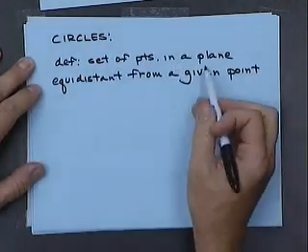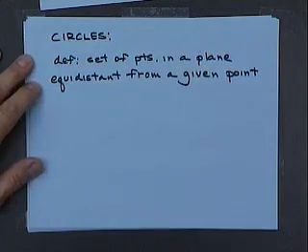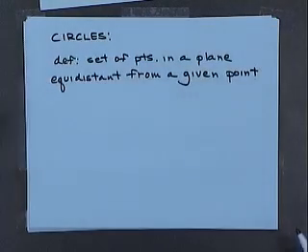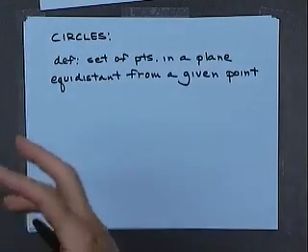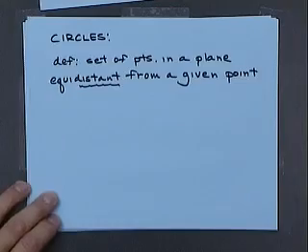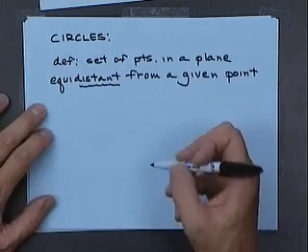Now, if we didn't have in a plane, what could this be? Could be a sphere, right? In fact, that is a sphere. If you had a single point in 3D or in space, and you had all the points that are equidistant from that point, they would comprise a sphere. We don't want a sphere, we want a plane figure. So set of points in a plane equidistant. So there's why we need distance. Equidistant from a given point.